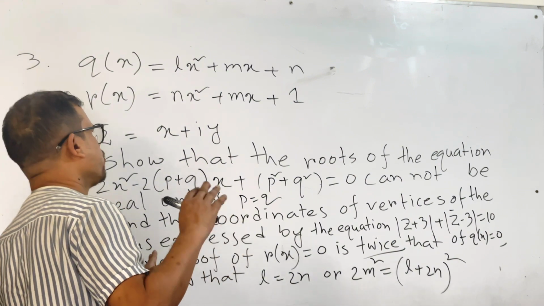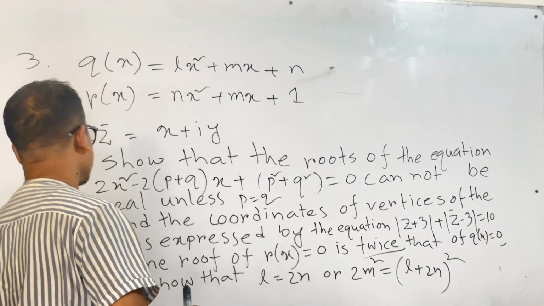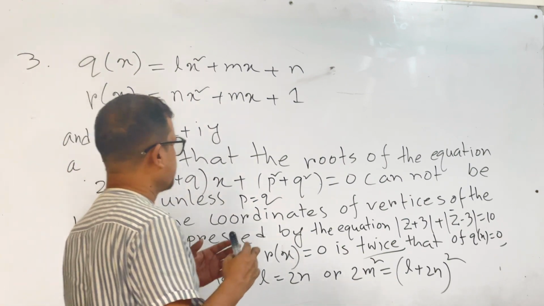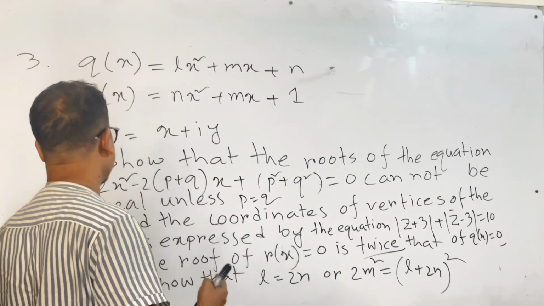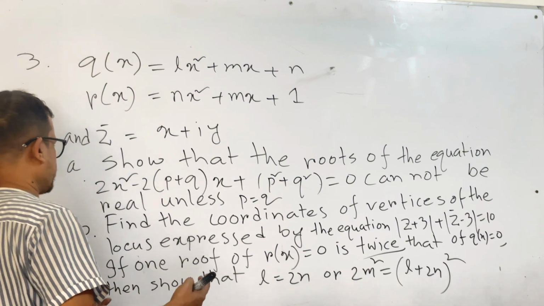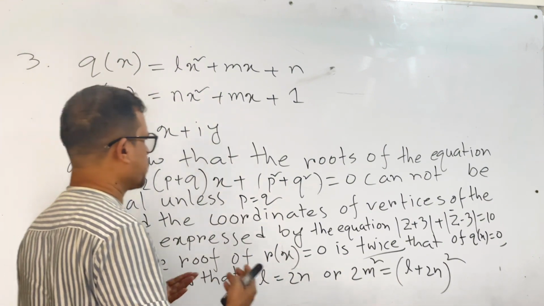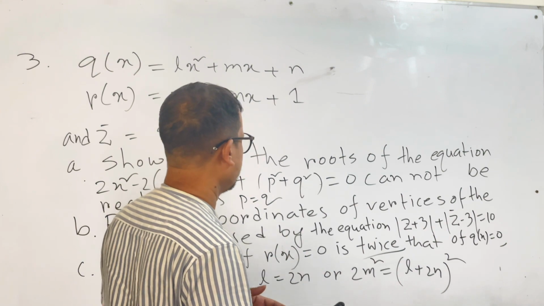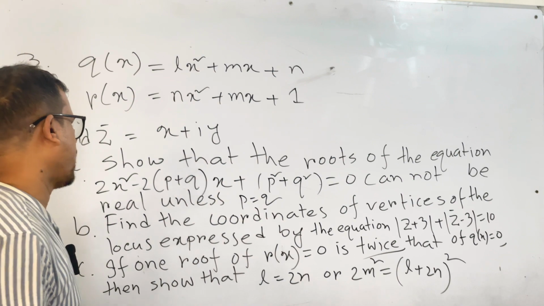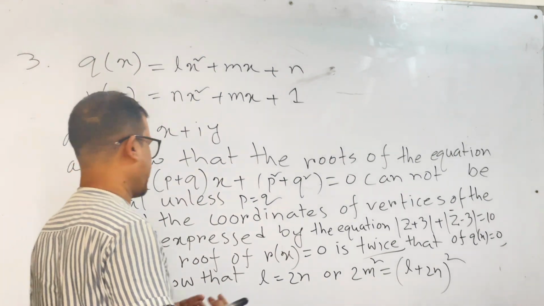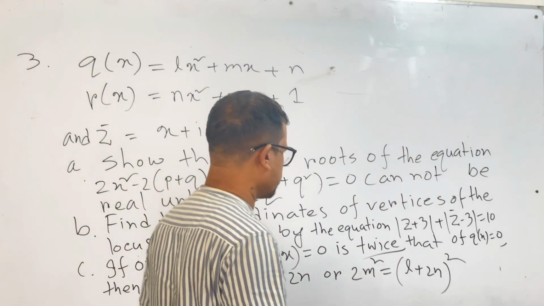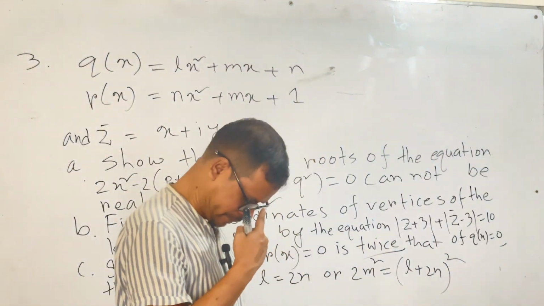minus iy, so that the roots of the equation 2x square minus 2(p plus q)x plus p square plus q square equal to 0 can't be real unless p equal to q. Find the coordinates of vertices of the locus expressed by the equation absolute value of z plus 3 plus absolute value of z bar minus 3 equal to 10. If one root of Rx equal to 0 is twice that of Qx equal to 0, then show that L equal to 2n or 2m square equal to (L plus 2n) square.